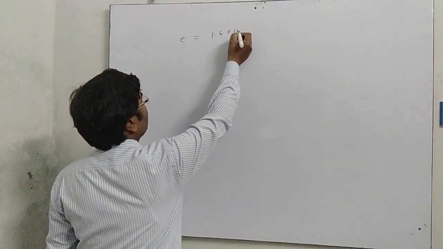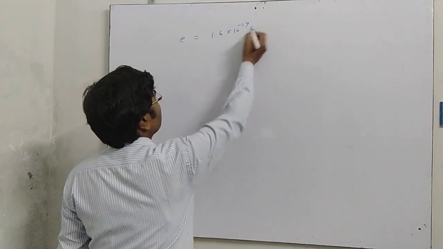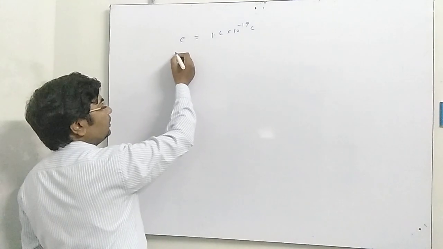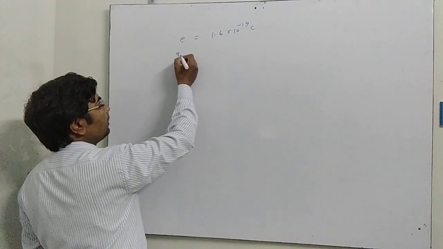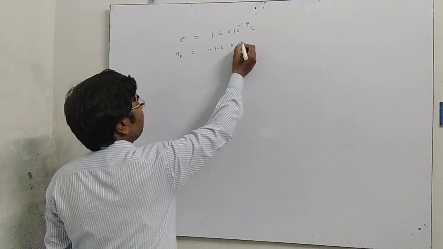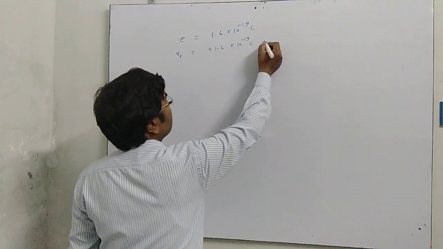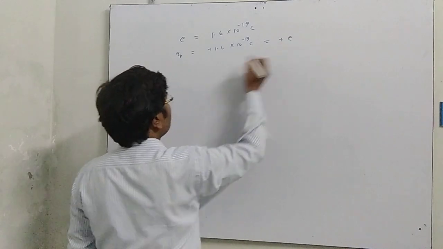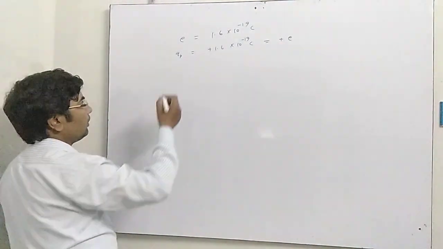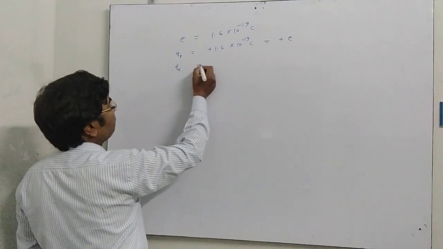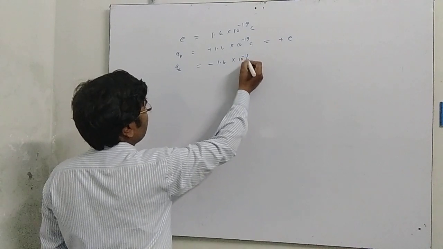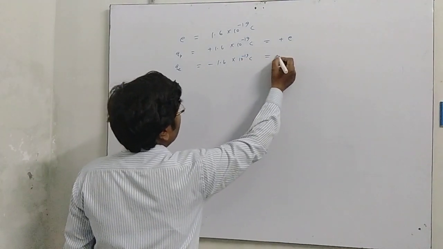1.6 into 10 to power minus 19 coulomb. Therefore, the amount of charge of the proton is written by Qp equal to plus 1.6 into 10 to power minus 19 coulomb, which is equal to plus e. And the amount of charge of the electron is written by Qe equal to minus 1.6 into 10 to power minus 19 coulomb equal to minus e.